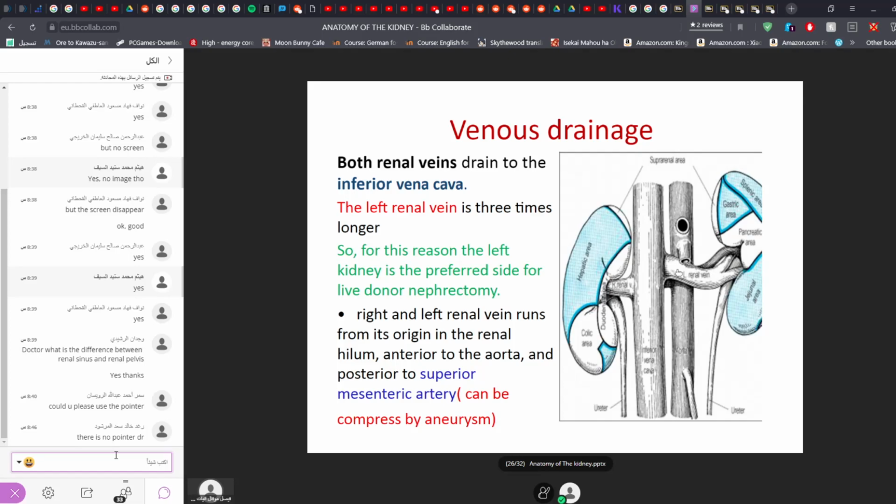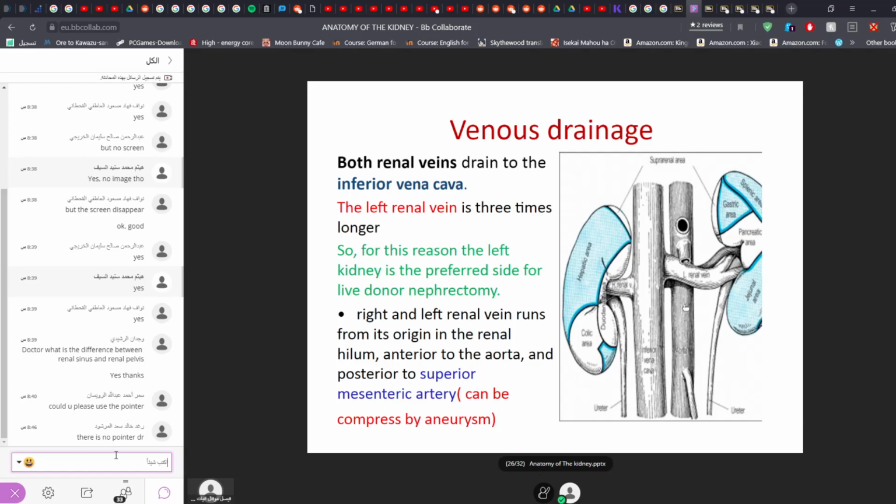These are the renal veins. This is the renal vein. This is the inferior vena cava. Both renal veins drain into the inferior vena cava. The left renal vein is about three times longer compared to the right, because the inferior vena cava is nearer to the right kidney, and here the left renal vein has to cross all the way, cross the aorta, and then enter.